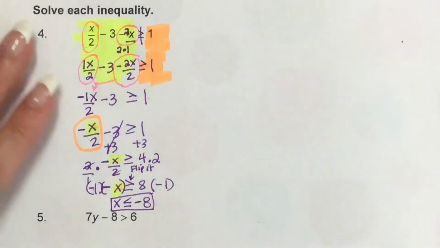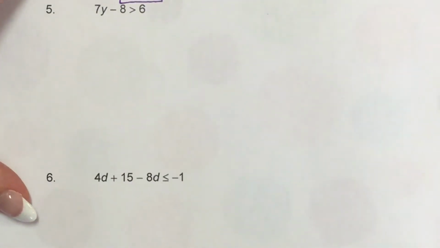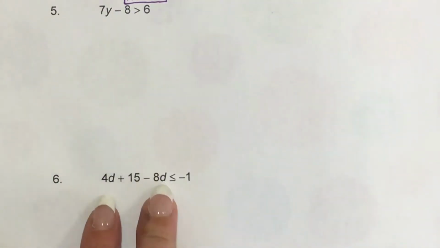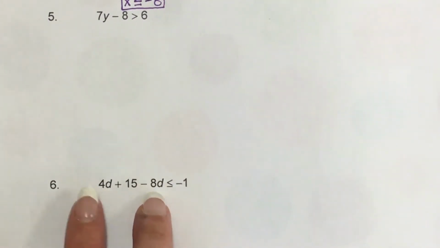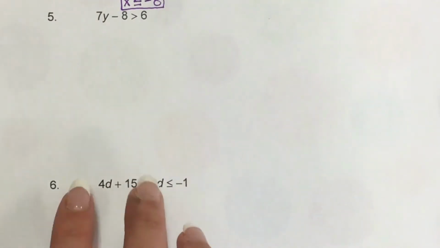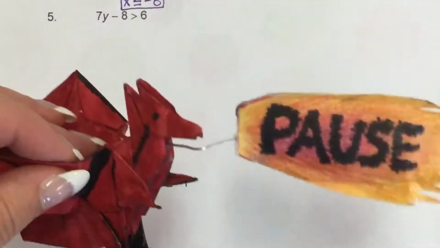All right, cool. So what I want you guys to do now is do problems 5 and 6 on your own. And if you look here, problem number 6, you have variables on the same side of the inequality, so you're going to have to go ahead and combine those first before you start working on the problem. So where's our friend the pause dragon? Oh, here's the pause dragon, reminding you to pause your device, work out problems 5 and 6, and then come back, press play, and we'll see how you did. All right, see you in a bit.